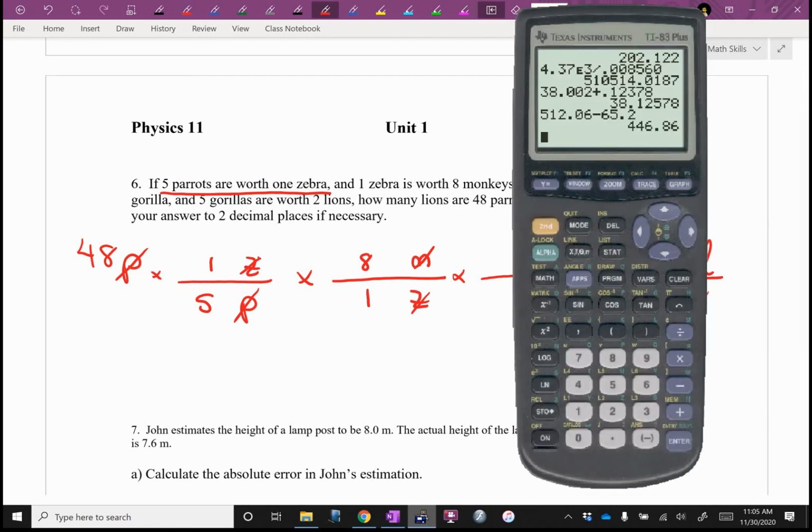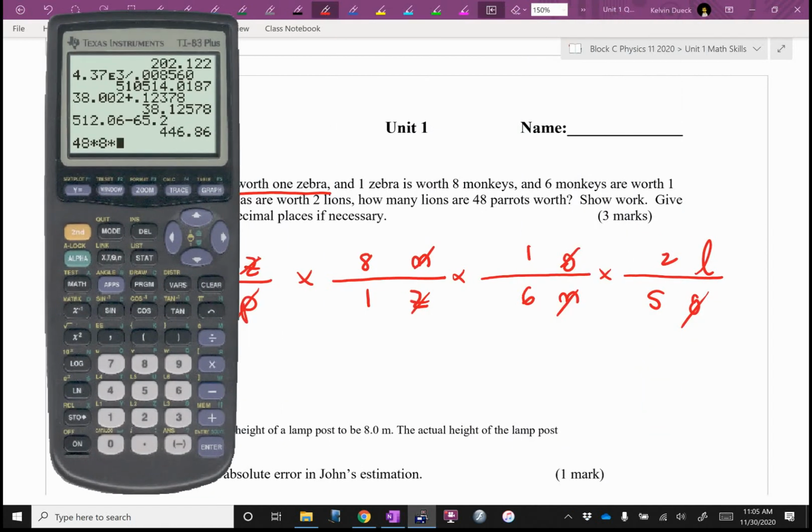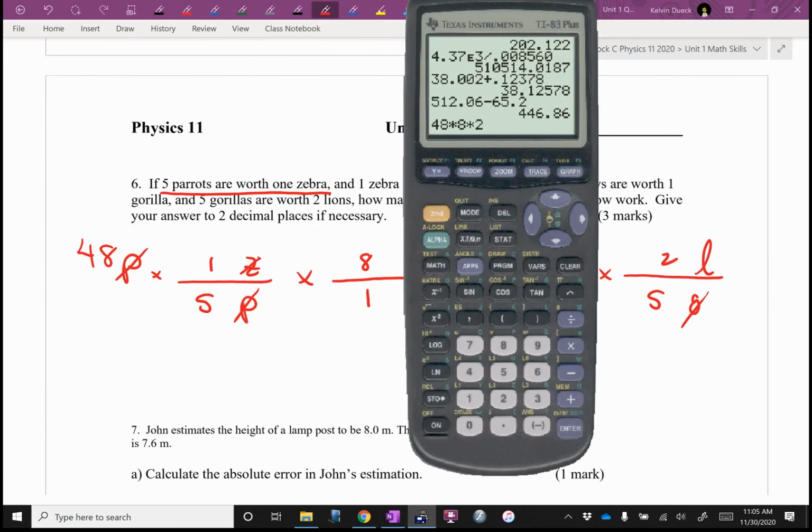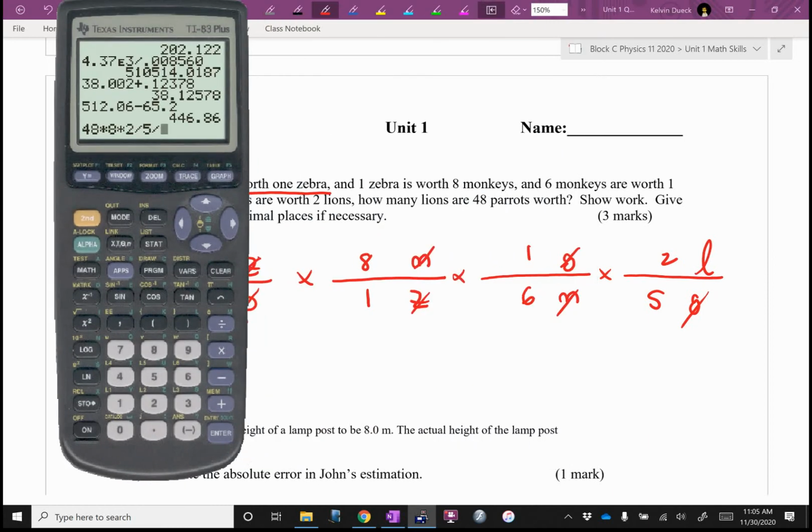So I should be able to go 48 times 8 times 2 divided by 5 divided by 6 divided by 5. Do you get 5.12? How many of you got that? I'm impressed. Normally I get maybe half the kids.